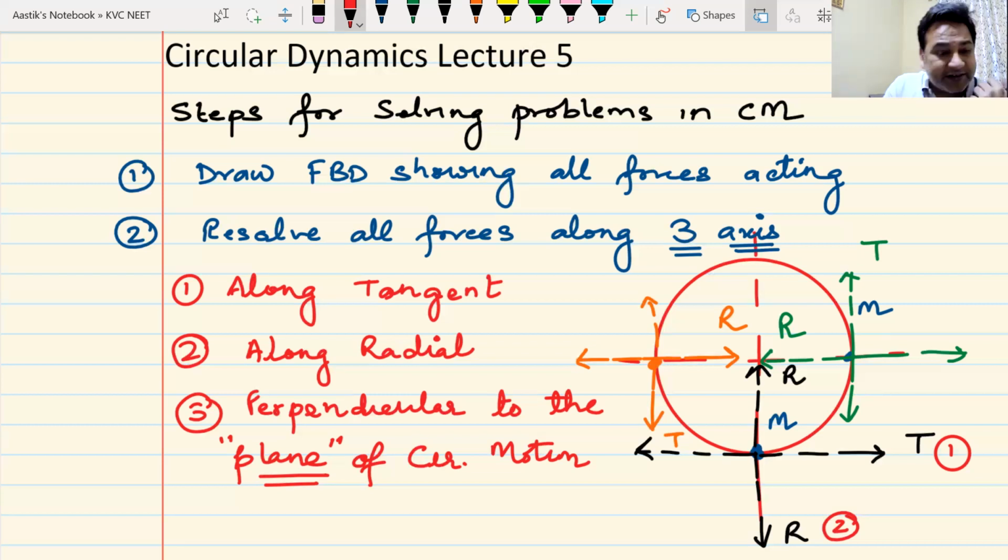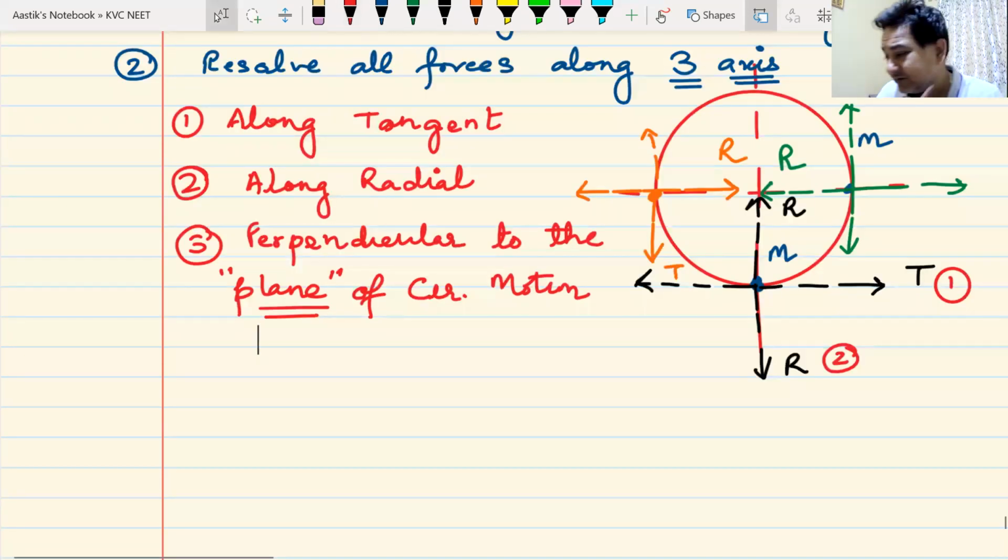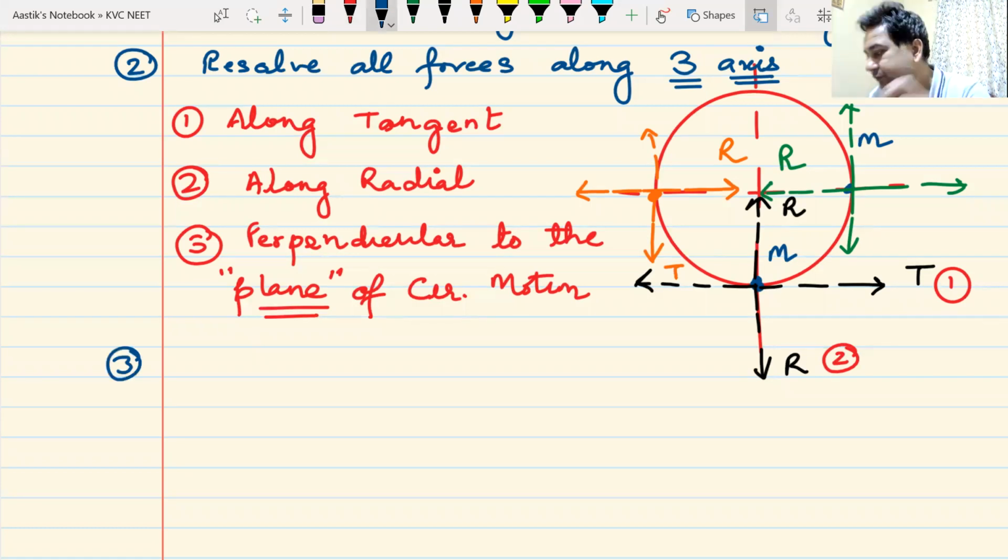Okay. These are the first two steps: we draw and resolve the forces. What would be the third step? And it is simply logical. What would be my third step? I have drawn the forces. I have resolved them. What do I do?